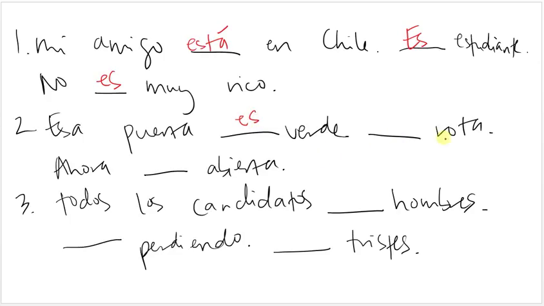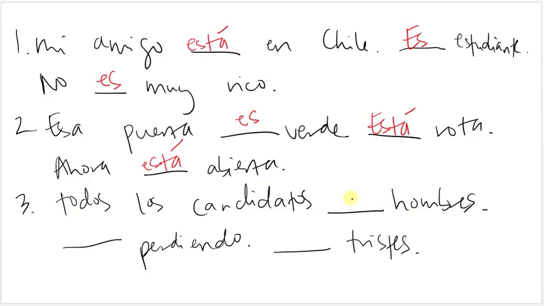Esa puerta es verde. It is broken. So that's a temporary condition that could change relatively soon. It's not something that's an inherent trait of that door. So we're going to use estar, rota, and right now it is open. Again, that's a temporary thing that's not an inherent trait of that door, so we're going to use estar. Ahora está abierta.